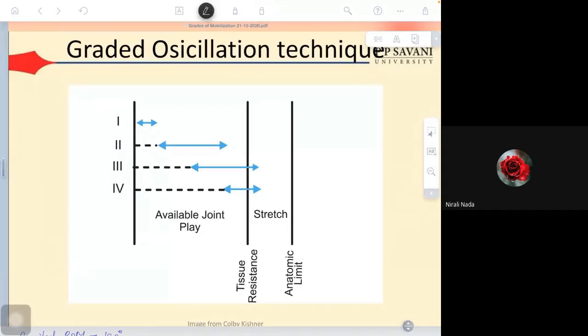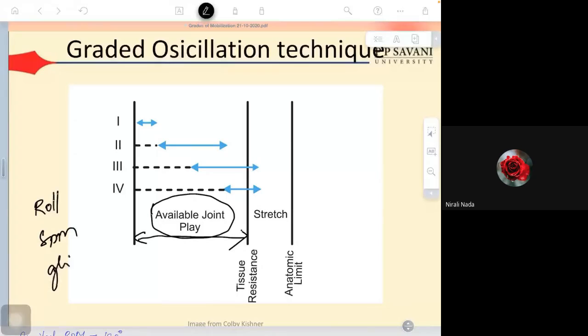And what is this line? It is already mentioned. It is available joint play. What is joint play? Joint play already we discussed. It is rolling, spinning and gliding. These are called as a joint play. Clear?